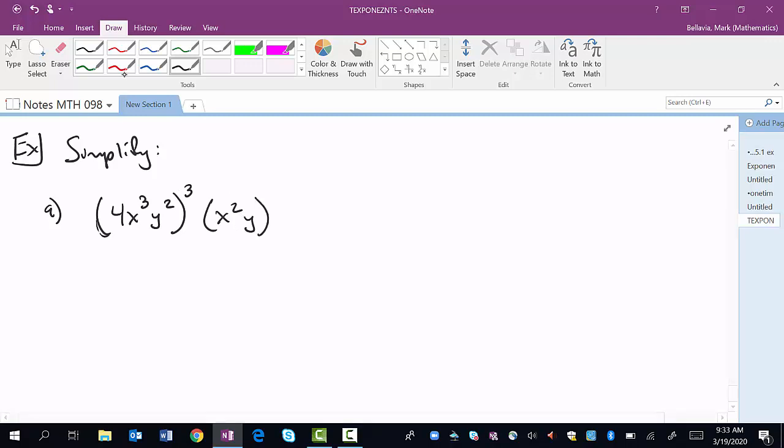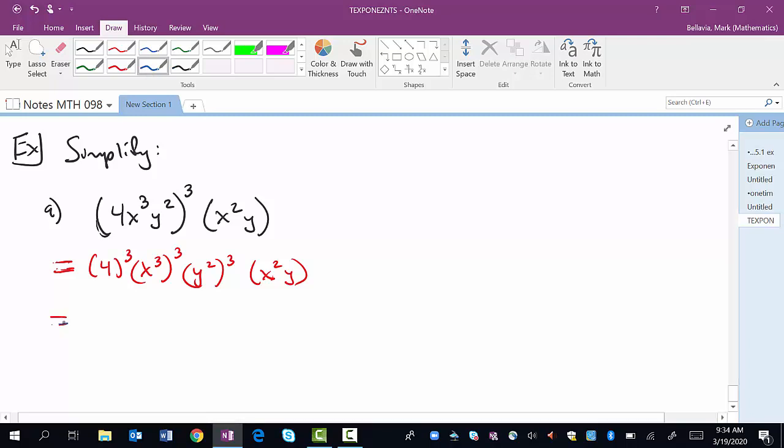So first off, you need to be able to get into here before you can multiply these together. So you can't get into here until this exponent on the outside is taken care of. So, we have multiplication inside of these parentheses, so that tells us we can bring the exponent to each piece inside. So you really have 4 to the third, x to the third, and y to the second, to the third. And then this part still can be times x squared y.